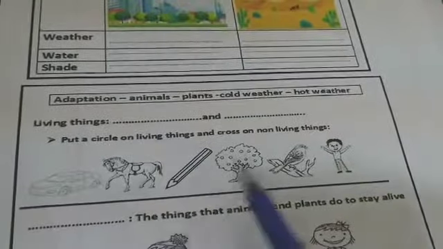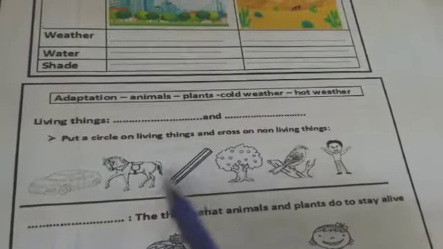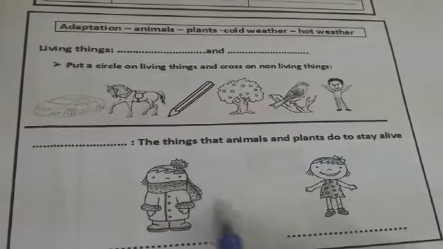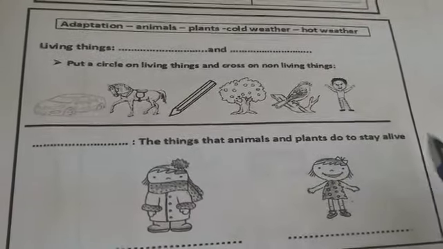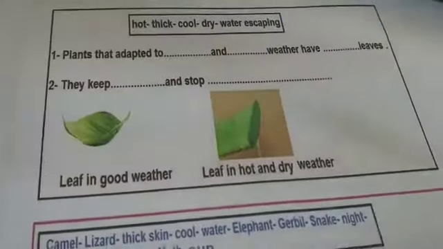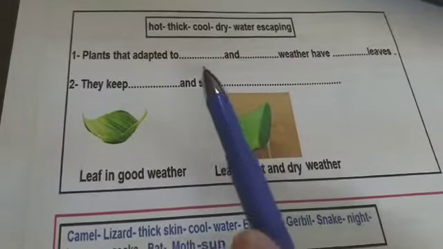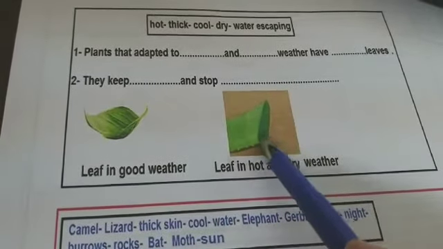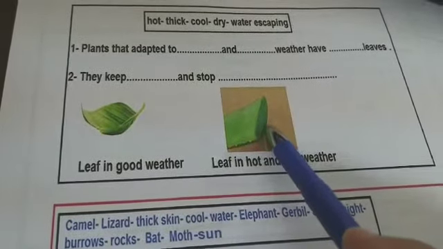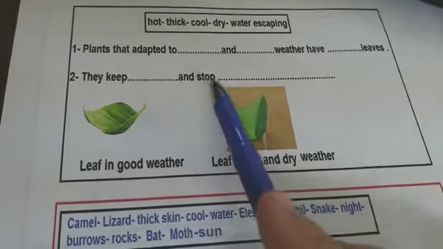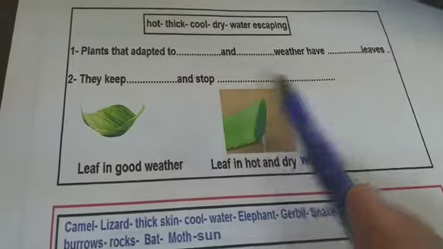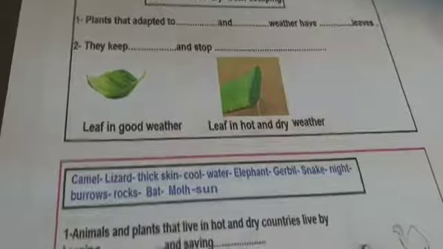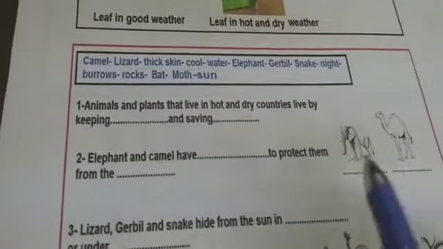You remember the living things, they are plants and animals. And adaptation means what? The things that animals or plants do. Why? To stay alive. Here we have the adaptation of the plants. Plants that adapted to hot and dry weather have thick leaves. Thick leaves means big from inside. So they keep cool and stop water escaping, stop water moving out, so they can stay alive in the hot and dry weather.